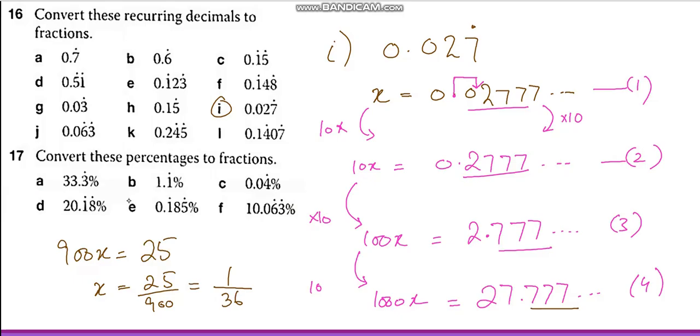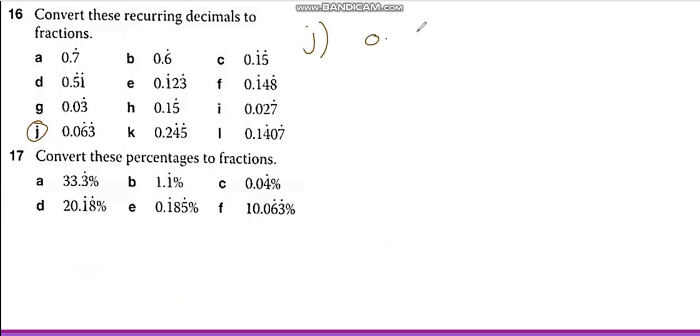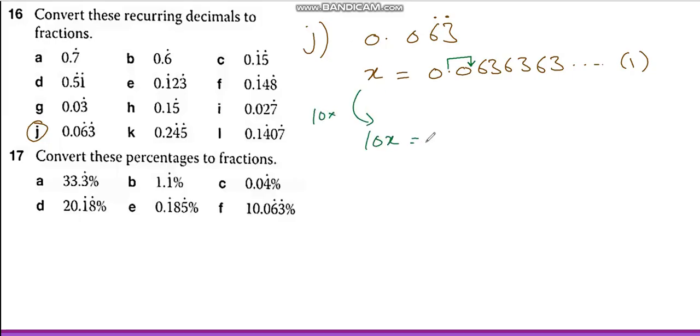Now I will do J part. In J part, we have 0.063, where 63 is being repeated. So first of all, let's assume that x equals 0.0636363 and call it equation 1. We'll try to bring the decimal point just before the non-zero digits. So we will get 10x on the left side, and on the right side, we will get 0.6363 and so on. Now to make sure that the whole decimal part can be subtracted from another equation, we will multiply both sides by 100.